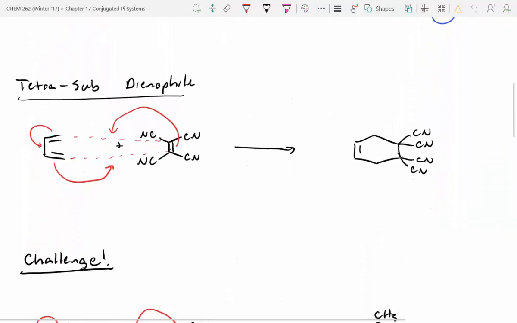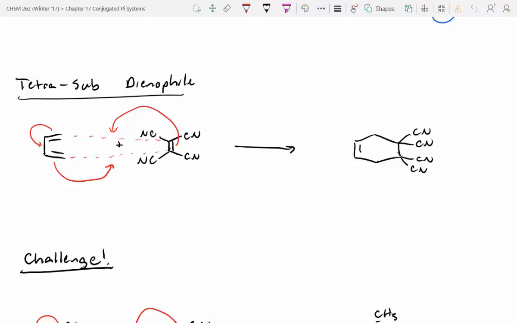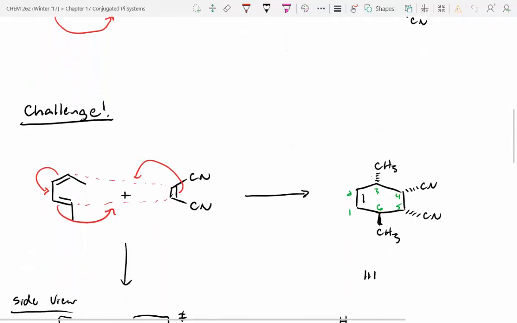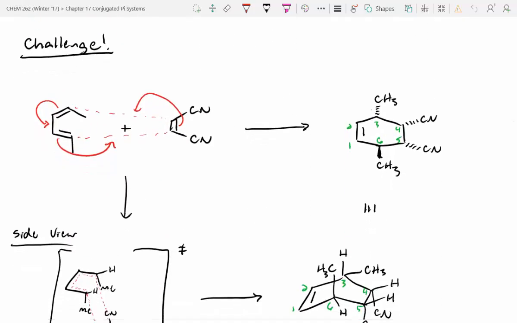And then with tetrasubstituted, it really doesn't even matter because you don't have stereocenters anymore. And then we had this challenge problem too, where we had substituents coming off of our diene rather than our dienophile. And so you have to account for that too. If you've got that one methyl group pointed in a different direction than the other one, you have to account for that as well in your product.